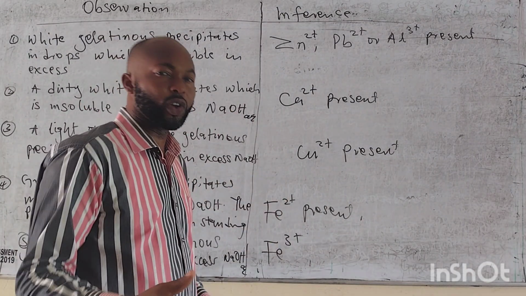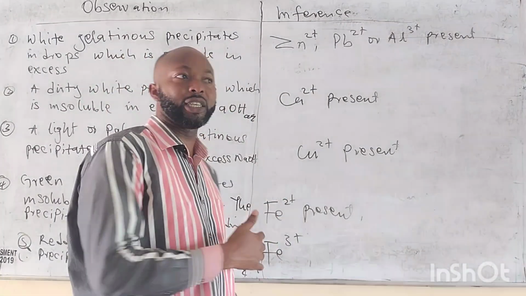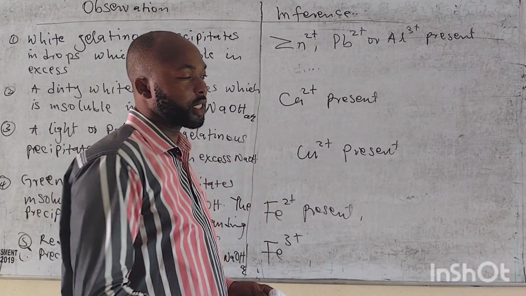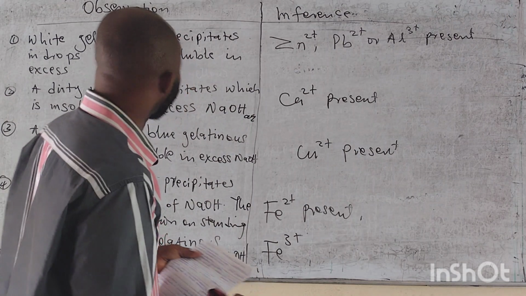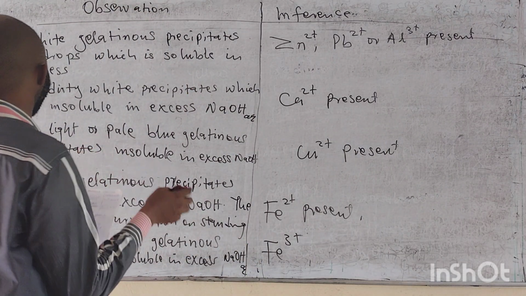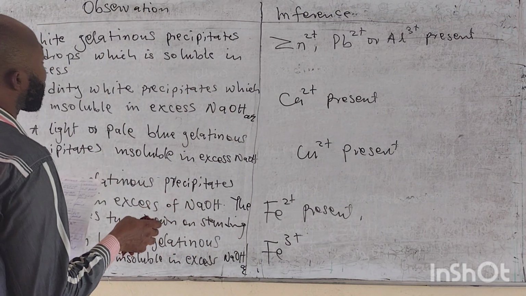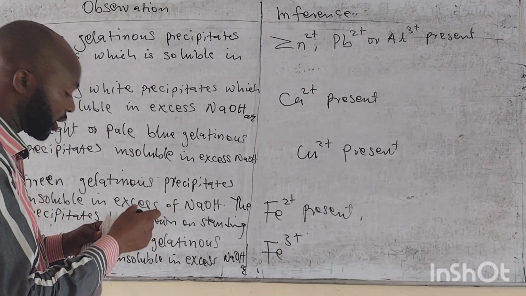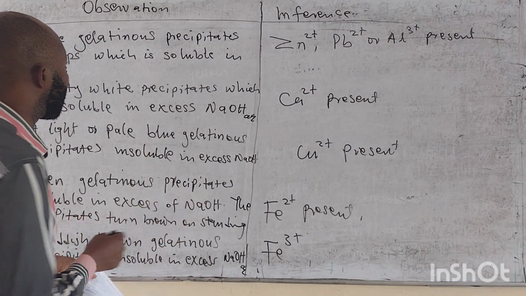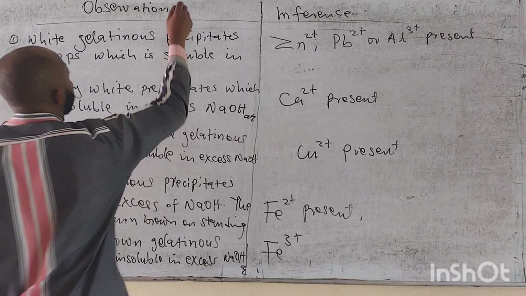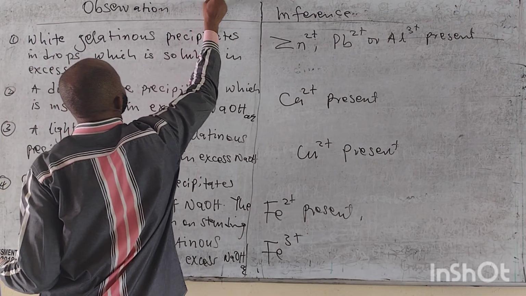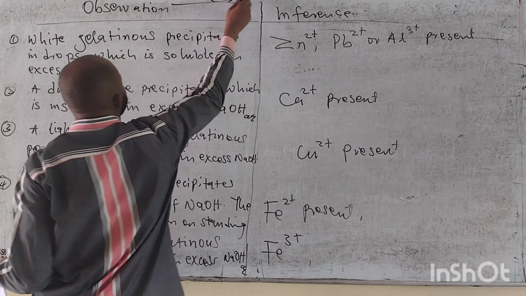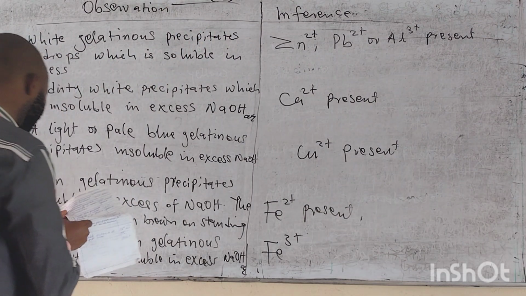But we're not going to get the same thing when we test this with ammonia. So let's see what we get. Now, the first one was what? Sodium hydroxide. The next one is with aqueous ammonia, NH3 aqueous. Now with ammonia, you can take note of that.